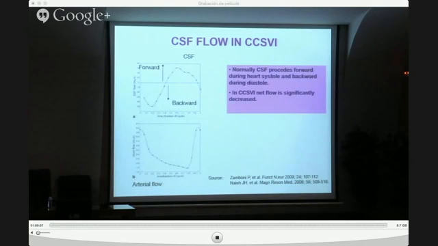Normal CSF proceeds forward during heart systole and backward during diastole, as you may see. And we calculated that in MS and also in other diseases, as I will show you in a minute, there is a significant reduction of the fluid dynamics.